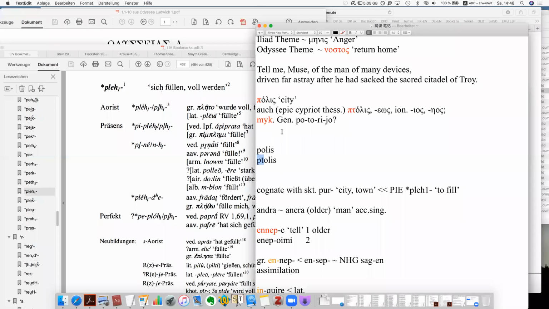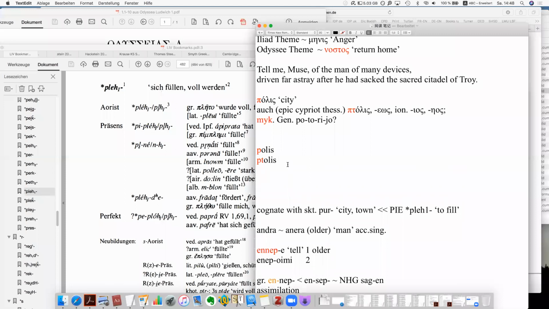But how can we explain this one? This is a little bit weird, right? P and pt. There are some theories, but the one I find most convincing is this one. You check it, this is not Attic. It's like in Cyprus and also in Mycenaean and Thessaly. It's actually a kind of dialect, right?